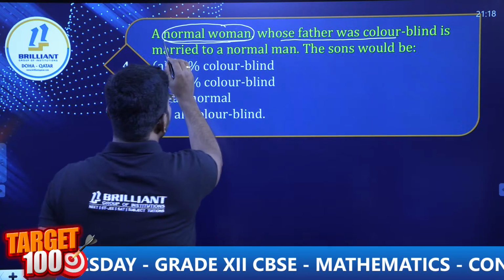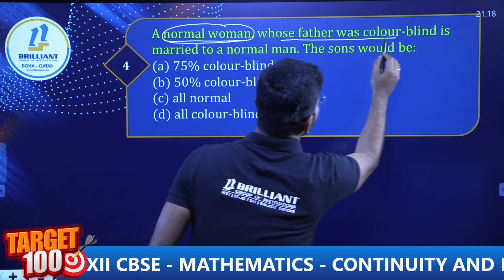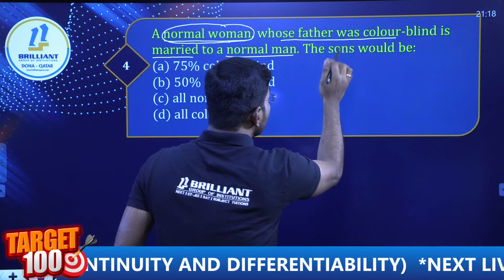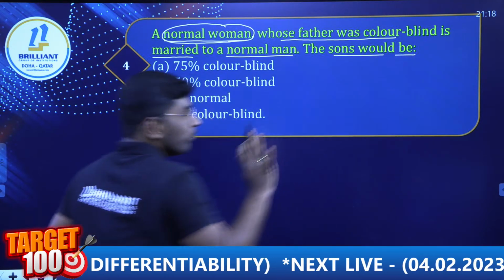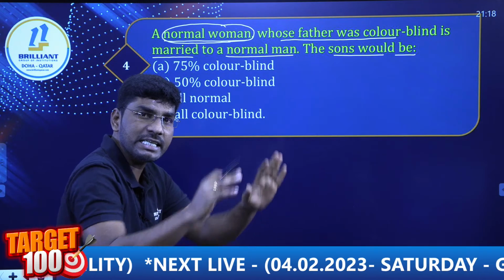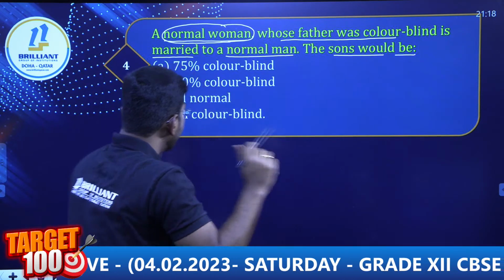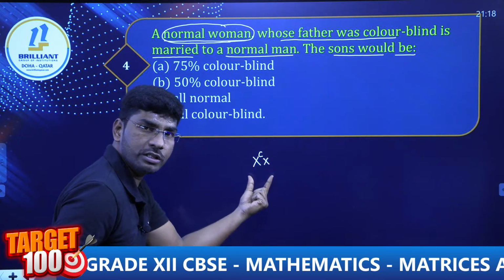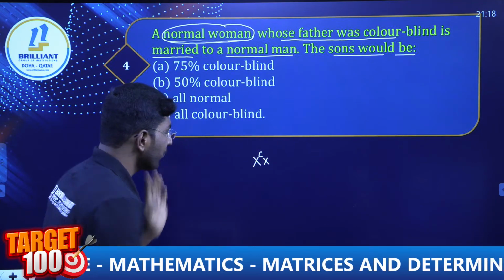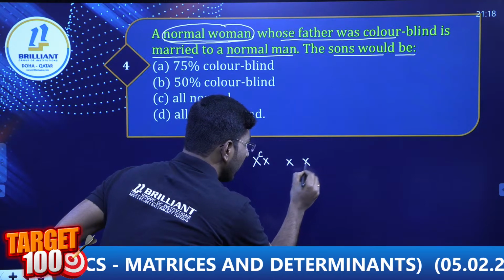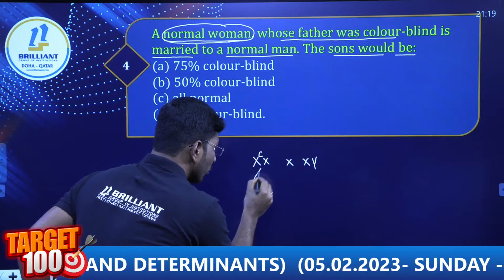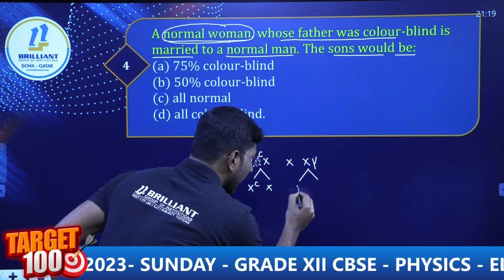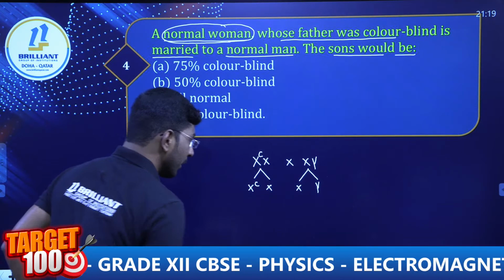A normal woman whose father was colorblind is married to a normal man. They're asking, what is the possibility of the disorder in the sons? Let me take here: XC X. Who is this? The woman's genotype. This woman genotype crosses with a normal man, XY. Two types of gametes, XC and X. Here there are two types of sperms, X sperm and Y chromosome sperm.